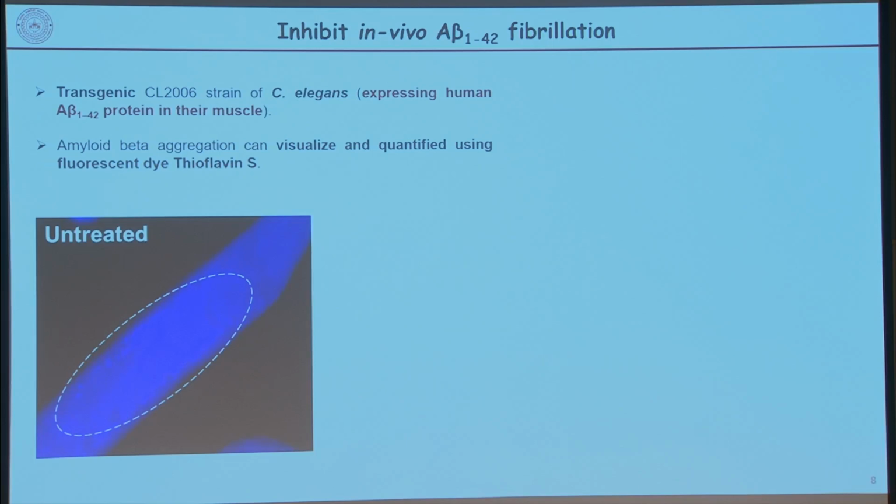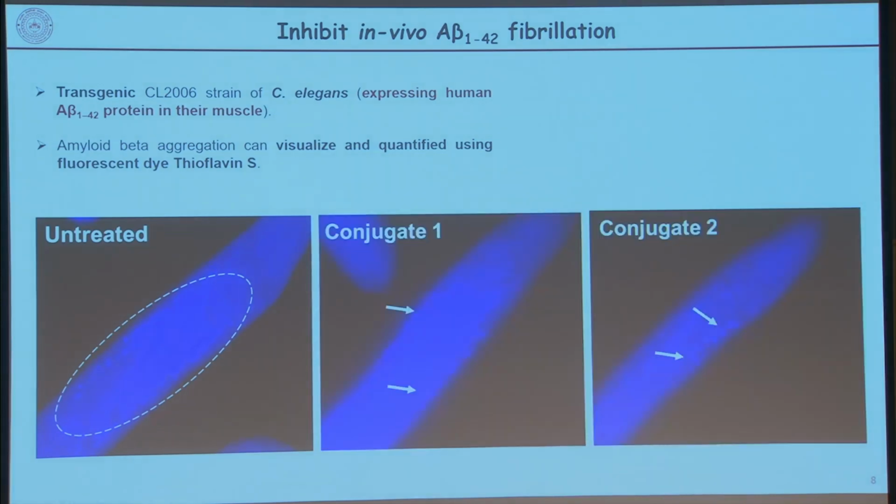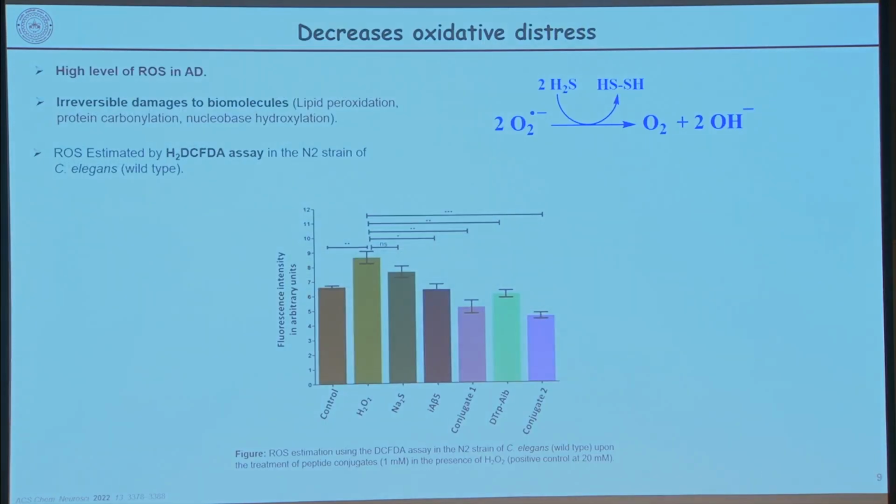For A beta aggregation we used a transgenic C. elegans strain, which expresses human A beta protein in its muscle. If you look at this untreated worm, this white or blue deposit is nothing but A beta aggregates, and when we treat these C. elegans with our conjugate, a significant reduction of A beta aggregates was observed. Moreover, these peptide conjugates significantly reduced the reactive oxygen species generated by hydrogen peroxide inside C. elegans.